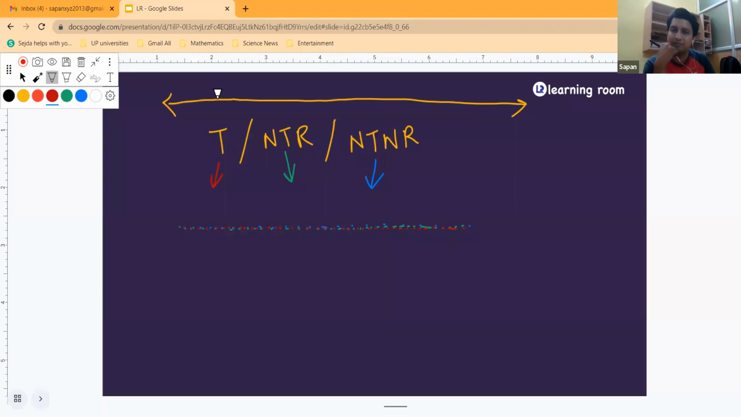Now I want to ask one question. Who are more? Is the terminating number more? No, sir. Is the non-terminating recurring number more? Probably non-terminating recurring and non-terminating non-recurring are all the same. All three are equal. Yes, sir.